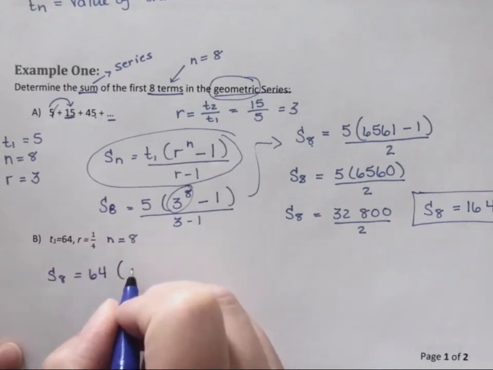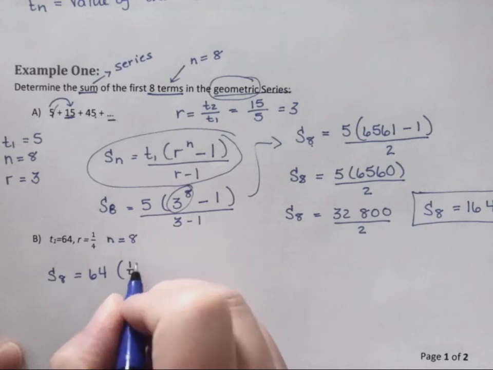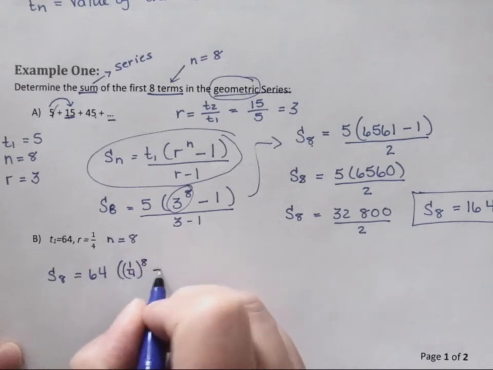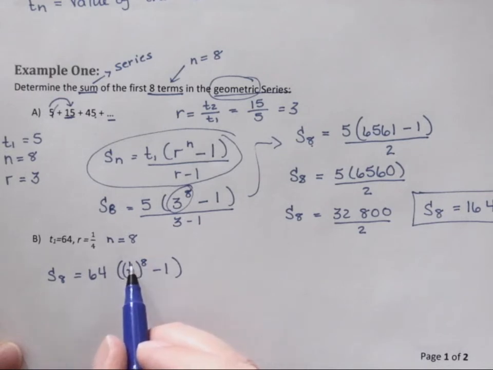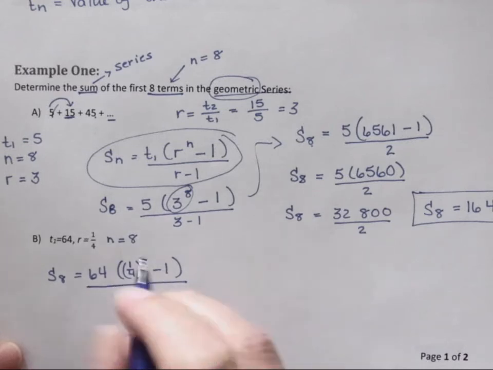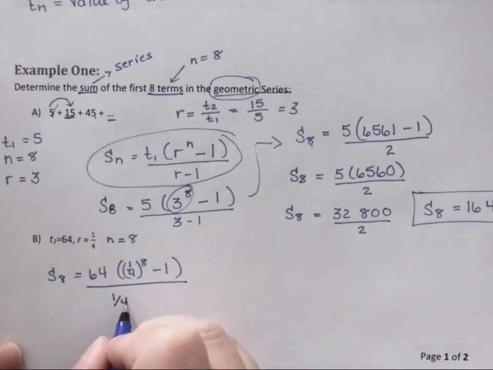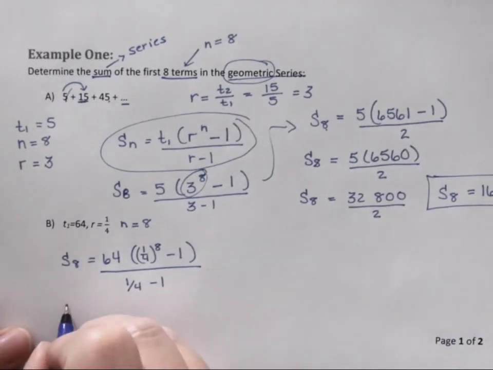I have 64 times 1/4 to the exponent 8 minus 1. And again, the 1/4 has to be in brackets because the exponent 8 applies to both the numerator and the denominator. So make sure that you do that. And then I have 1/4 minus 1. And all of a sudden you're freaking out because they're fractions. It's really no big deal.